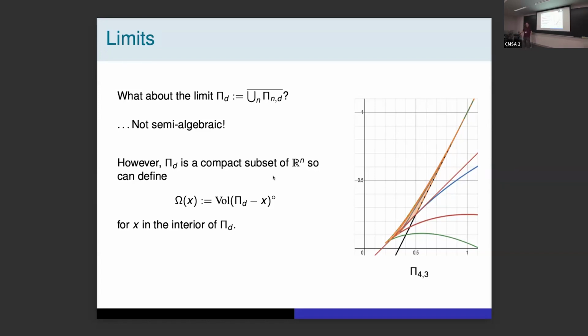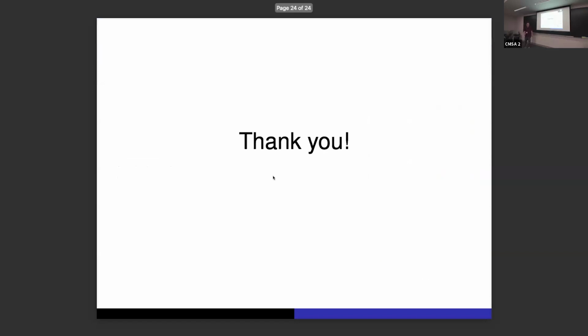However, we still have this problem, right? This function has infinitely many poles. Whenever we move to any boundary curve, we have a pole, so it's not so clear how this is supposed to look. Thank you.